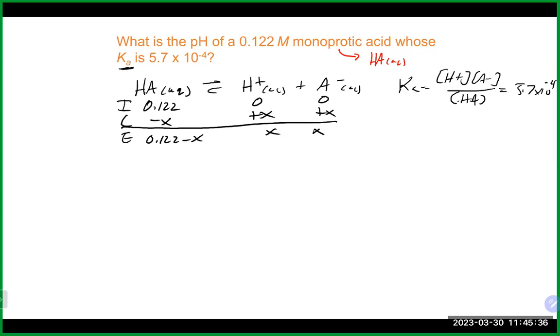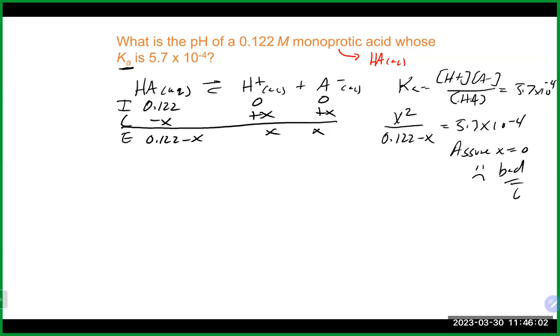Like normal here, we're going to take our equilibrium line there and pop it into our Ka expression. That's going to give us basically x squared divided by 0.122 minus x equals 5.7 times 10 to the minus 4. You can assume that x is equal to 0 here, and hopefully you checked it and you would see it's a bad assumption. It's like over 6%, I think. So if you did make the assumption, hopefully again you went back and checked it. A reminder, you should do that because it will not always work.